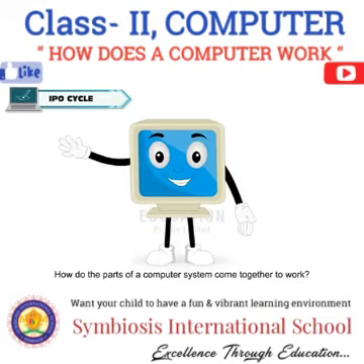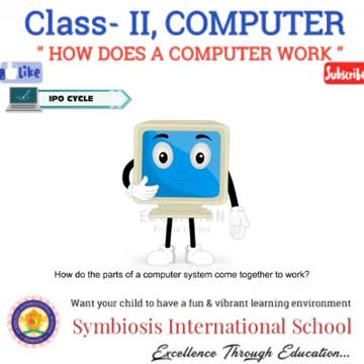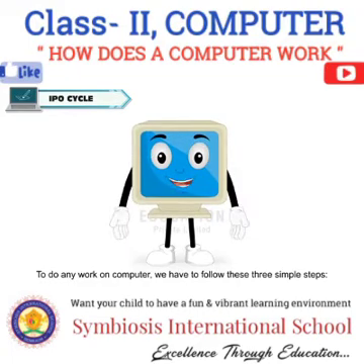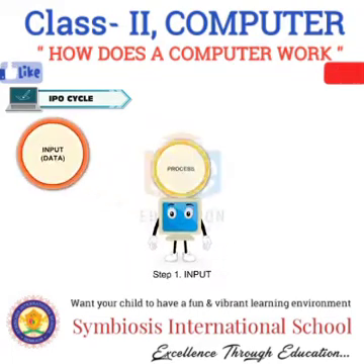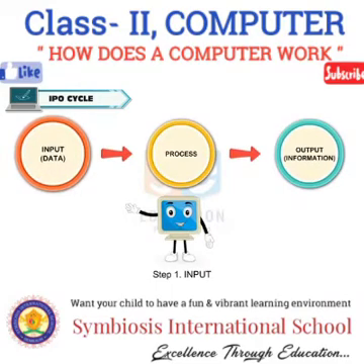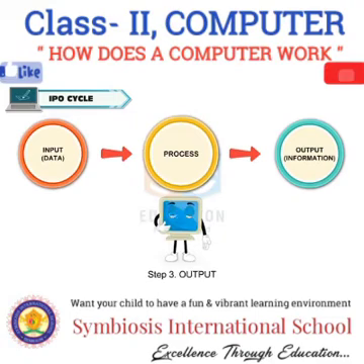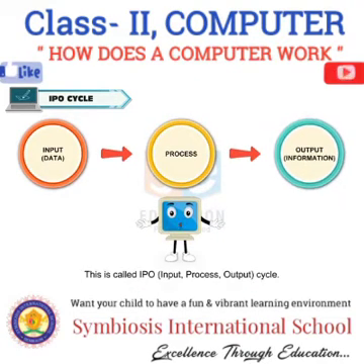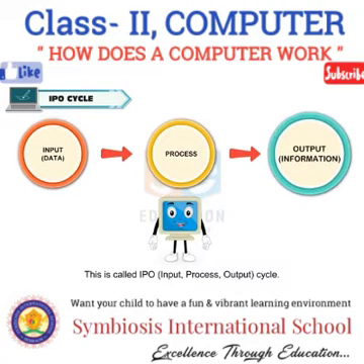How do the parts of a computer system come together to work? To do any work on the computer, we have to follow these three simple steps. Step 1. Input. Step 2. Process. Step 3. Output. This is called the IPO or Input, Process, Output cycle.